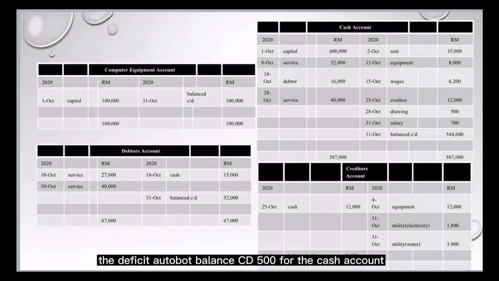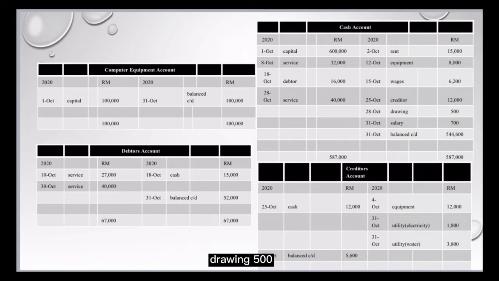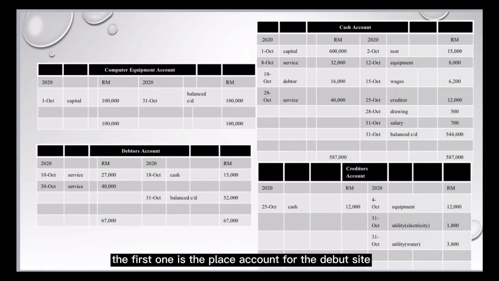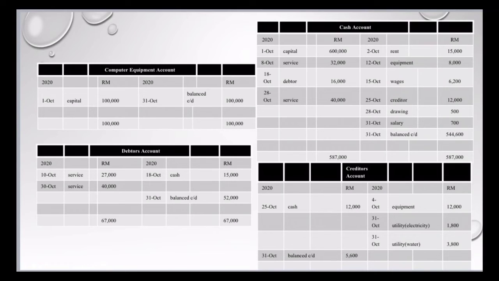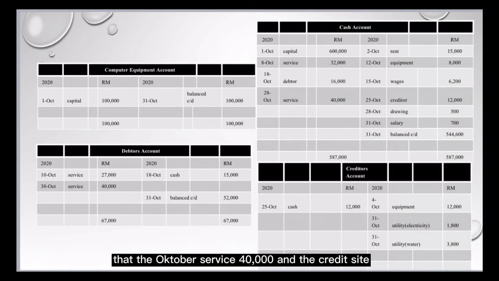For the cash account, 28 October the credit side drawing 500. The next date is 30 October 2020. The first one is debtors account. For the debit side, 30 October service 40,000, and the credit side 31st October balance CD 52,000.